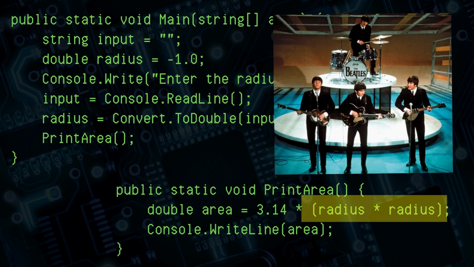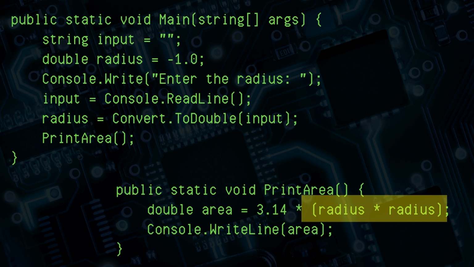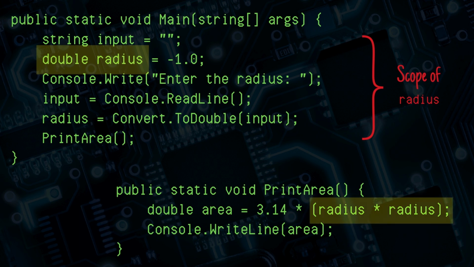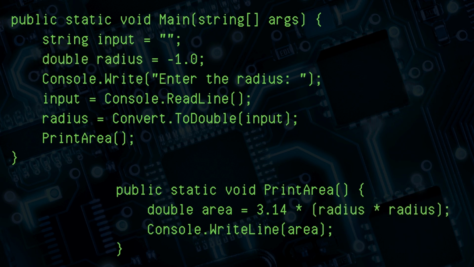You can't do that. A variable only exists inside the code block in which it was declared. We call that the variable's scope. So the radius variable can only be accessed within the main method, and if we write code in the print area method that tries to access it, our program won't compile. It's out of scope.